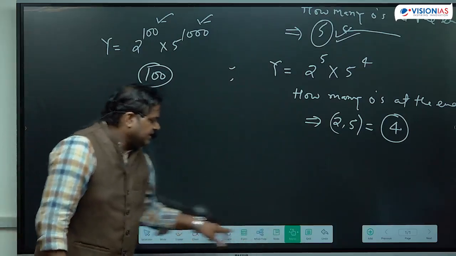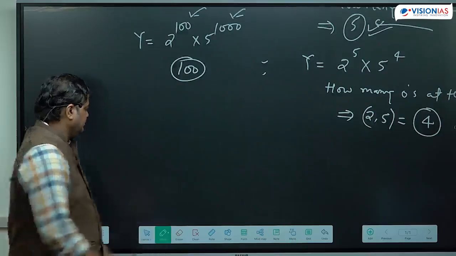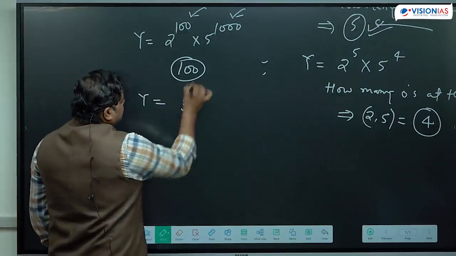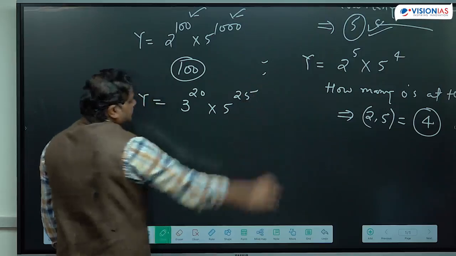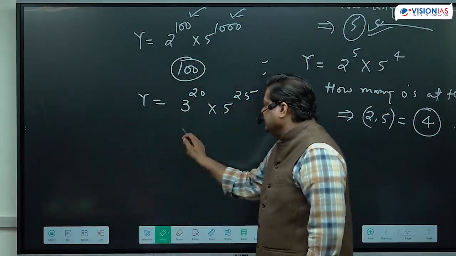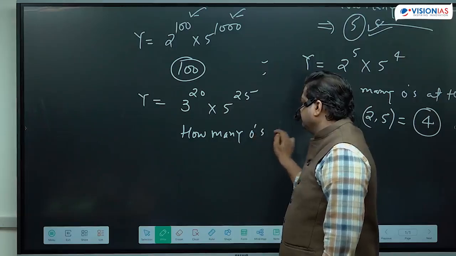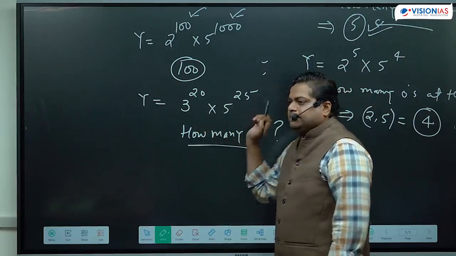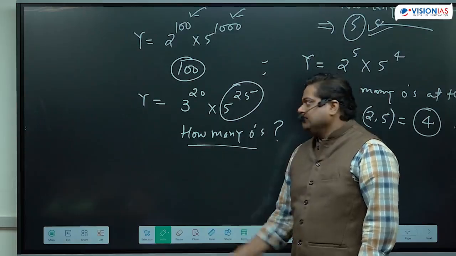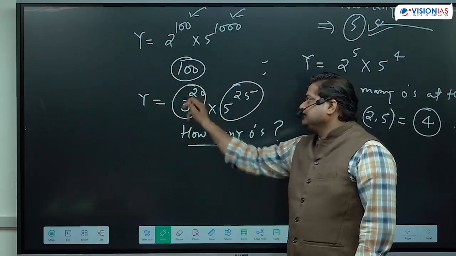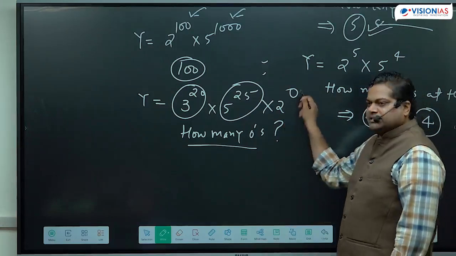अब if I ask y is equal to 3 के पावर 20 into 5 के पावर 25, how many zeros we can get at the end? How many pairs we can make 2 and 5 का? 5 we know कि there are 25 5s are there, but how many 2s are there? इसको लिख सकते हैं 2 के पावर 0. How many 2s are? 2 के पावर 0 is 1.